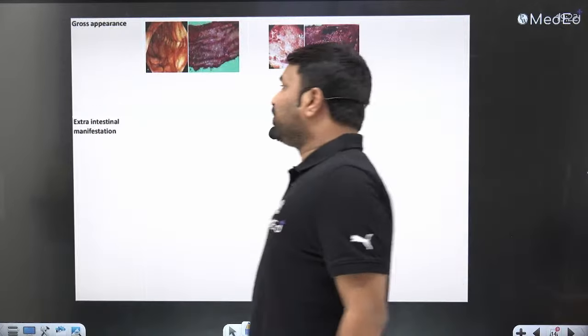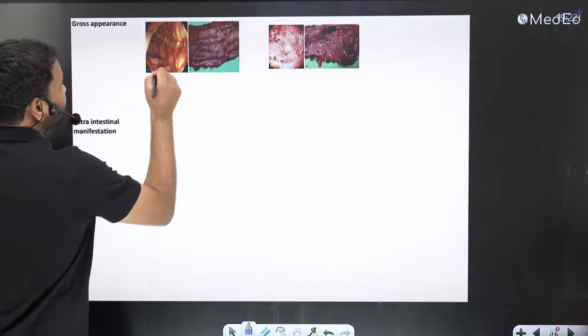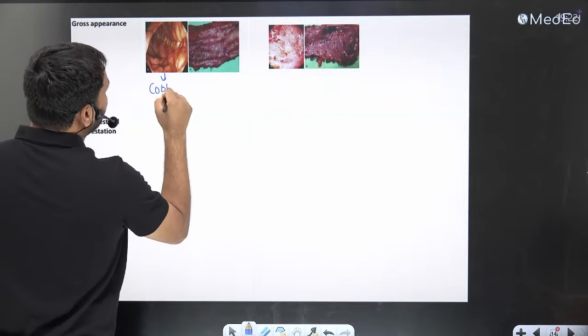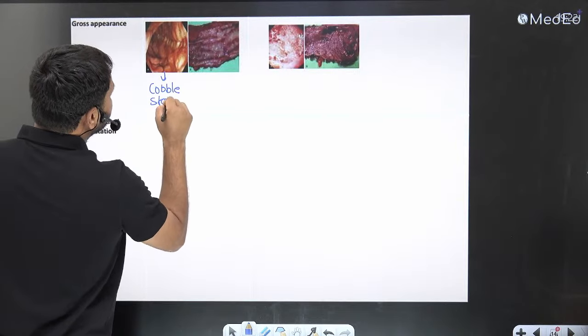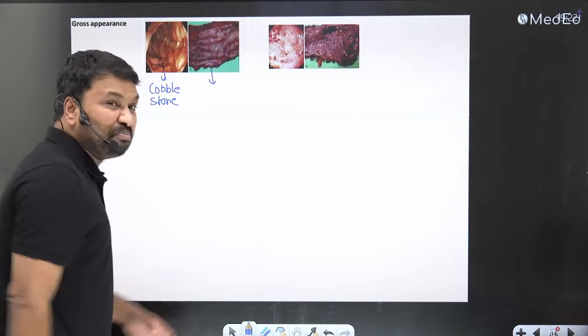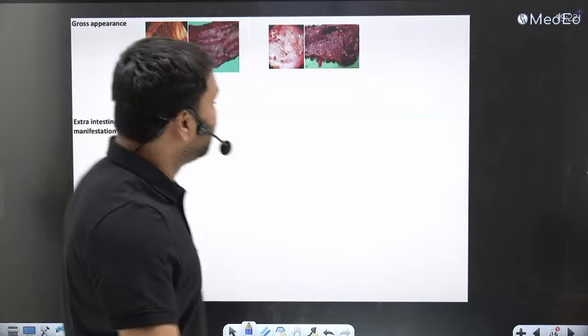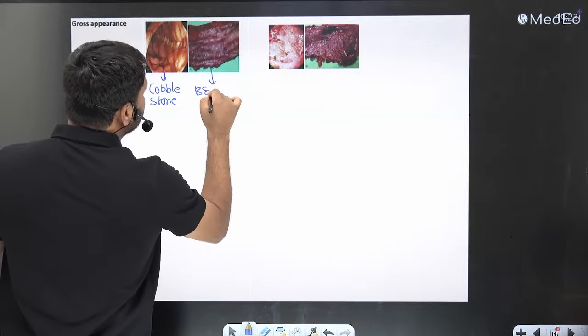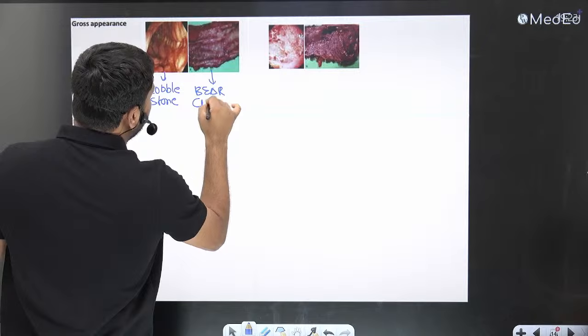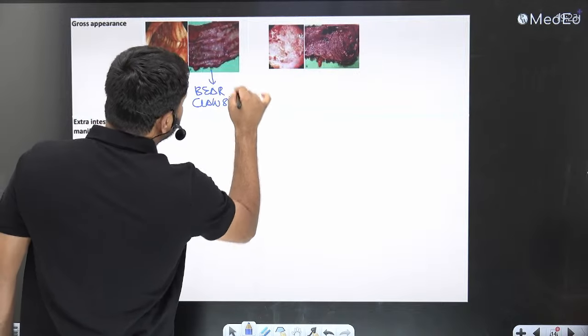What is the gross appearance that you see in Crohn's? You see this. What is this? This is your cobblestone mucosa. Whereas here you see as if a bear has taken its claw and scraped it. And this is what we call the bear claw sign.